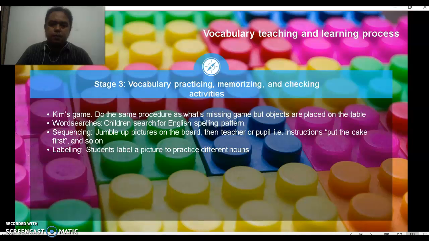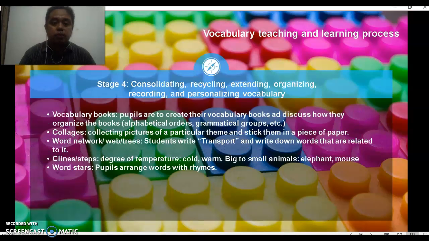Kim's game. It is similar to what's missing, but the things are placed on the table. Word searches. Children search for English spelling patterns. Sequencing. Jumble up pictures on the board, and the teacher or pupils give instructions. Put the cake first, and so on. Labeling. Students label a picture to practice different nouns.